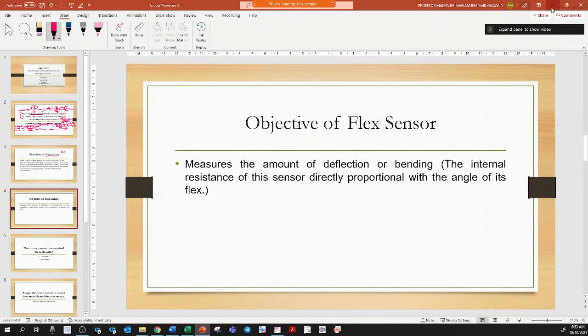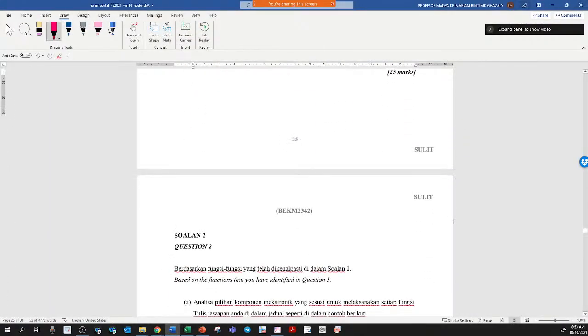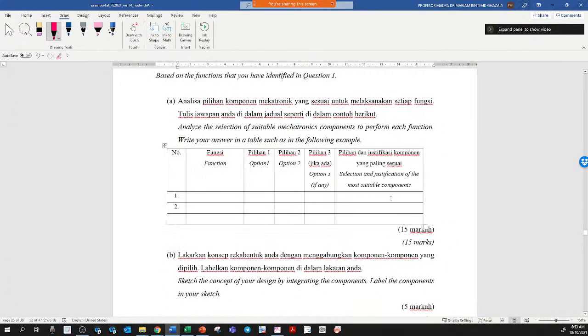So basically, as a student, you need to do that. This is how you should do it: analyze the selection of suitable mechanism requirements.